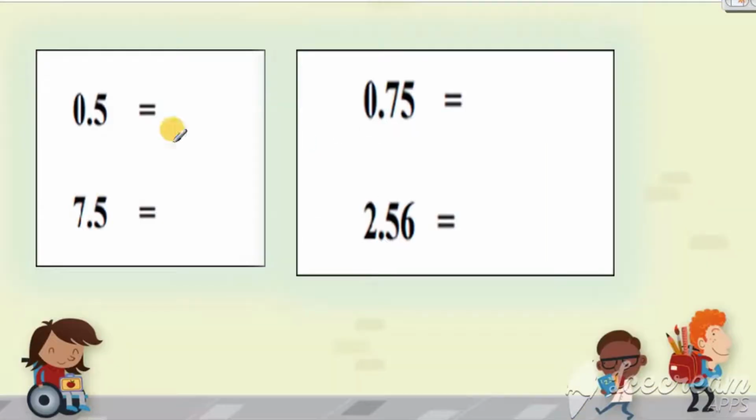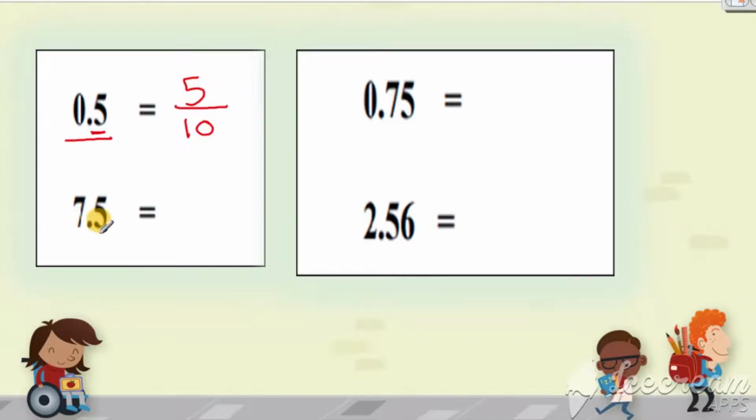Okay, here I want to convert from decimal into fraction. So this is the decimal point, and this is 5, 5 tenths. So how many places after the decimal point? There is one place, so it's tenths. So I'm going to put here 10, and the 5 is up.